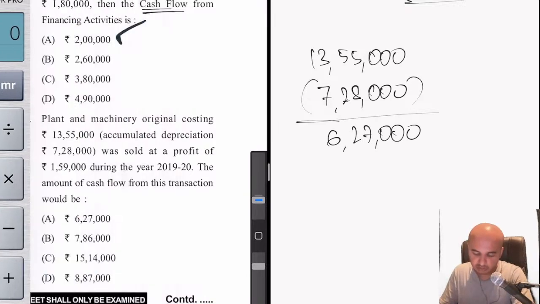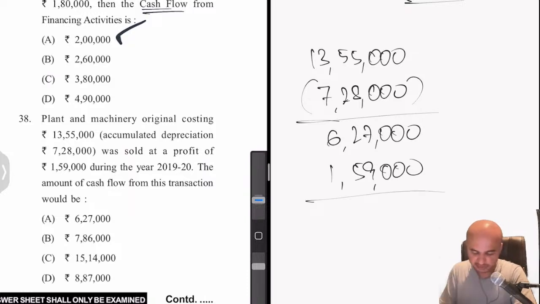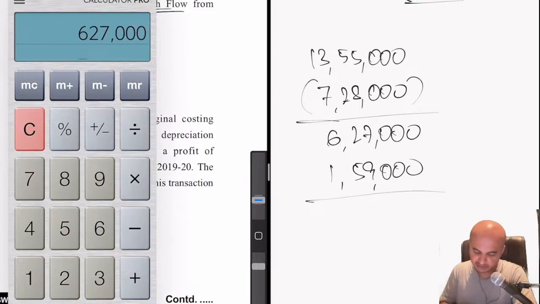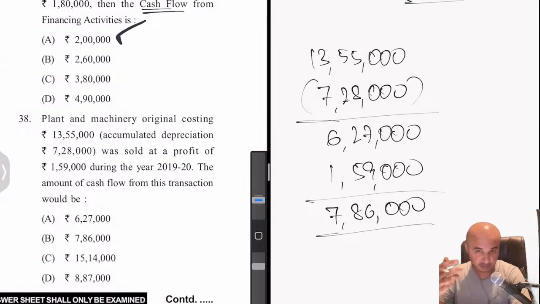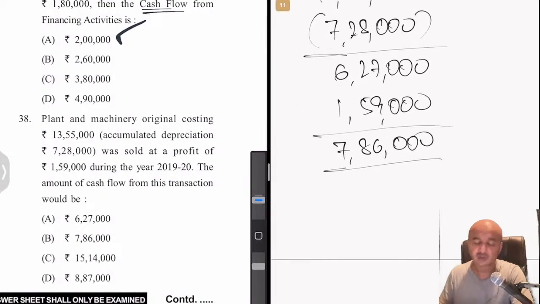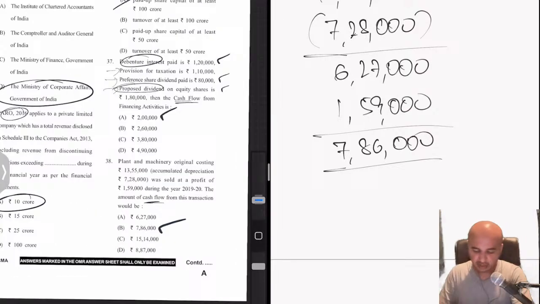Fine. Now this was sold at a profit of 1,59,000. If this asset, whose book value is 6,27,000, is sold at a profit of 1,59,000, then the sale price of this asset would be book value, which is 627, plus profit, which is 159, that is 7,86,000. This would be the sale value. That means we have received so much cash flow. So the cash flow from this transaction is 7,86,000, option B.